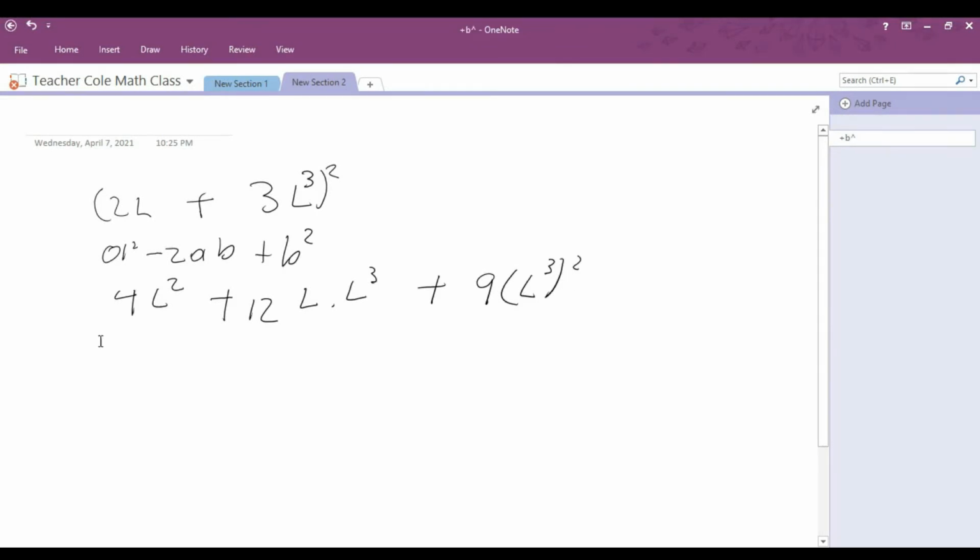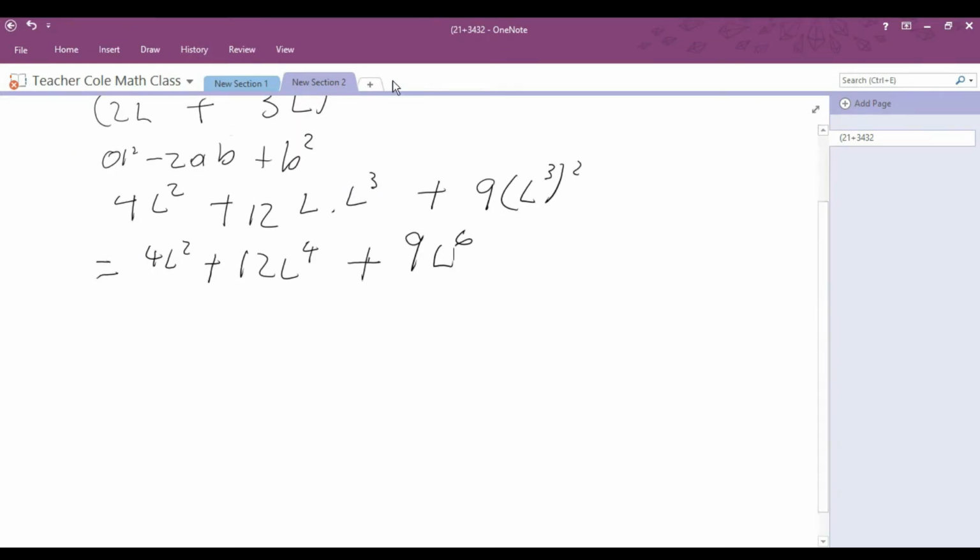Alright, and simplifying our answer, we know this would be 4l squared plus 12l multiplied by the l to the third power, and this is also a power multiplied by a power. So we add the powers, and it would give us 12l to the fourth. Adding this now, the l cubed is being raised to the second power as well, so we're going to multiply that. So it should be 9l to the 6. Alright, so the two important rules to know are when a power is raised to another power, and when you're multiplying a power by another power with the same base.